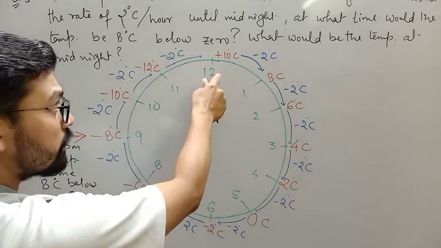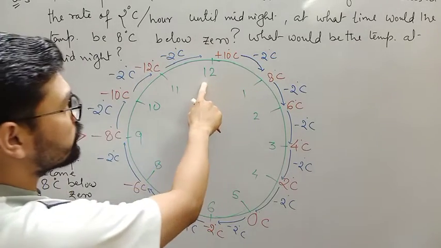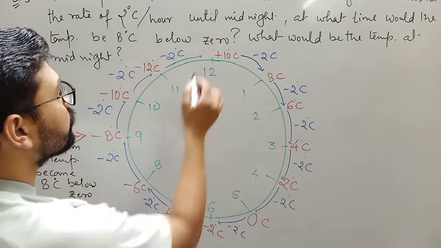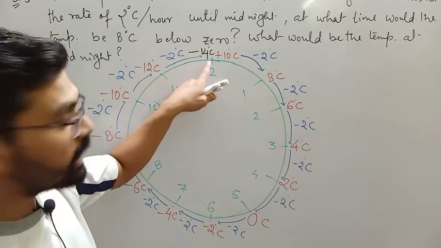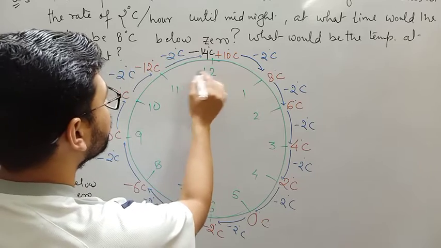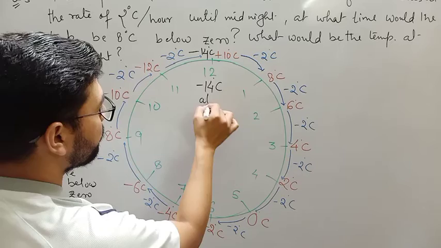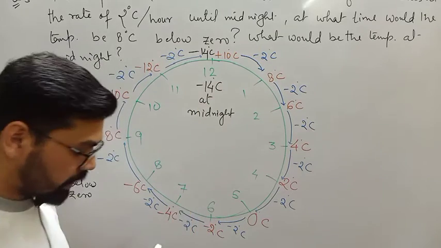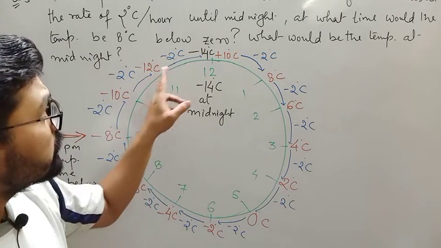And what would be the temperature at midnight? So at midnight, beta, रात 12 बजे, what will be the temperature? Here is -12, so it becomes -14 degree Celsius. So in black I have written -14 degree Celsius for this. This is your second answer. So at midnight, the temperature becomes -14 degrees Celsius if the temperature is decreased by 2 degrees Celsius per hour.